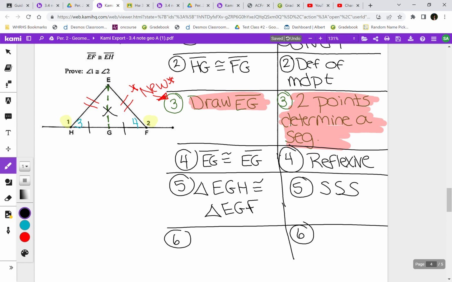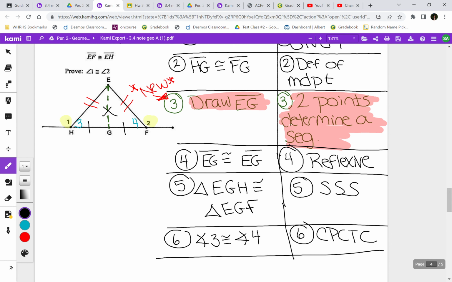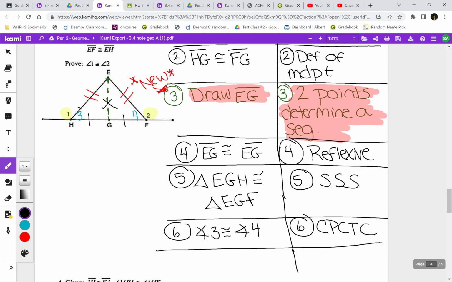What should I do now? Giselle, what should I do now? So angle 3 is congruent to angle 4 because of CPCTC. Excellent. Angle 3 is congruent to angle 4 because of CPCTC. So what am I doing now? So we just got 3 and 4 congruent.